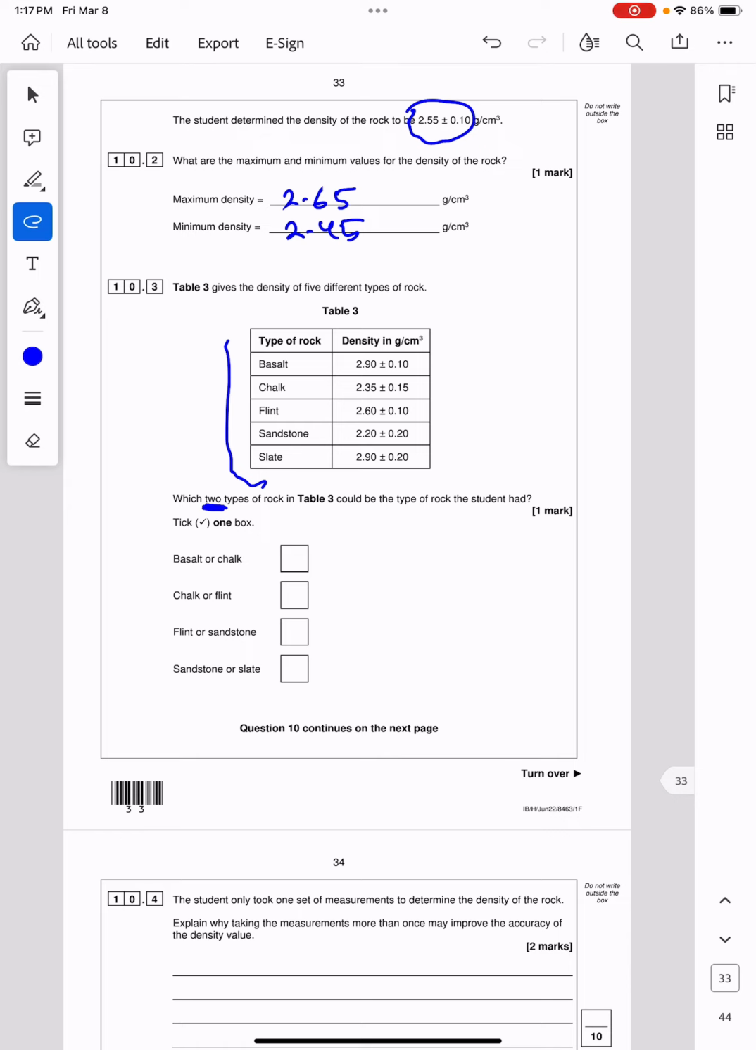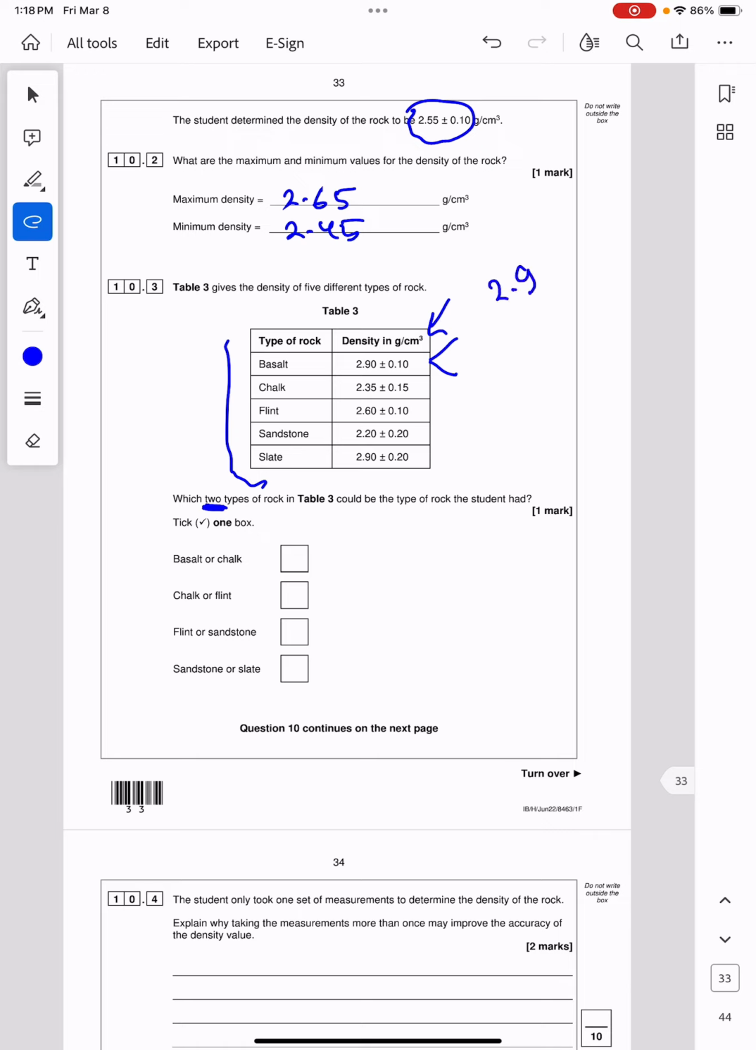And how can we know that? It's just by comparing the density. So we have 2.55, and here we have different densities. Still, it's not clear how we can find it, right? So first of all, you have to find the maximum and the minimum for those. And the same as you did here, you're gonna do here.